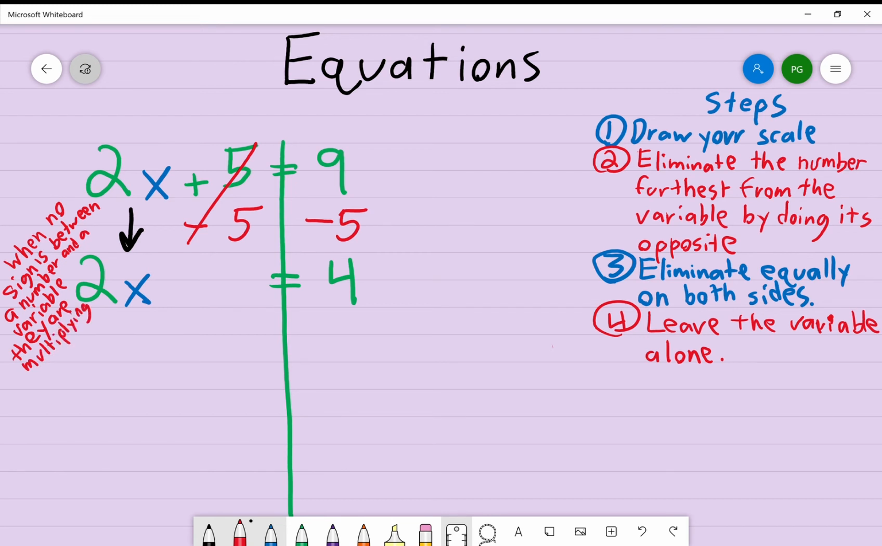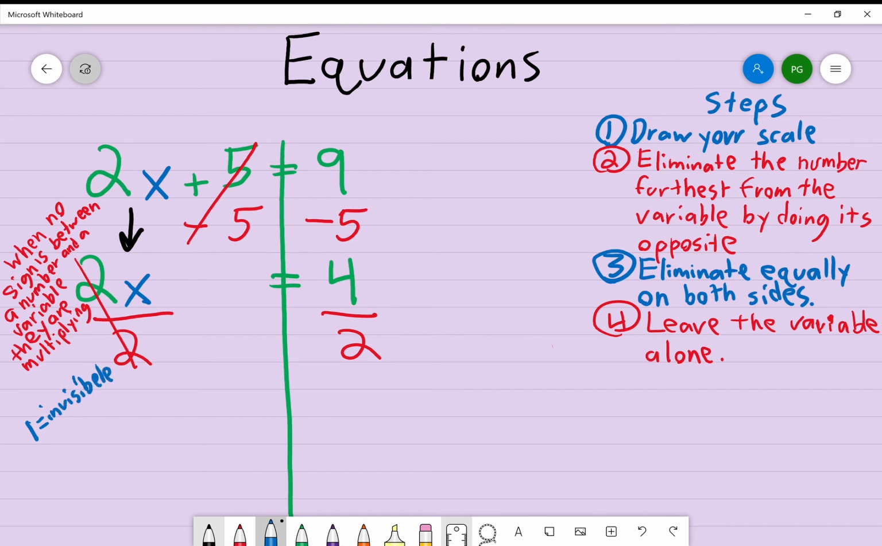Okay, so what's the opposite of multiplying? Yeah, the opposite of multiplying is dividing. So instead of multiplying by 2, we're going to divide by 2. Remember, if I do it on the left, I have to do it on the right, both sides. 2 divided by 2 gives me 1, the invisible number.